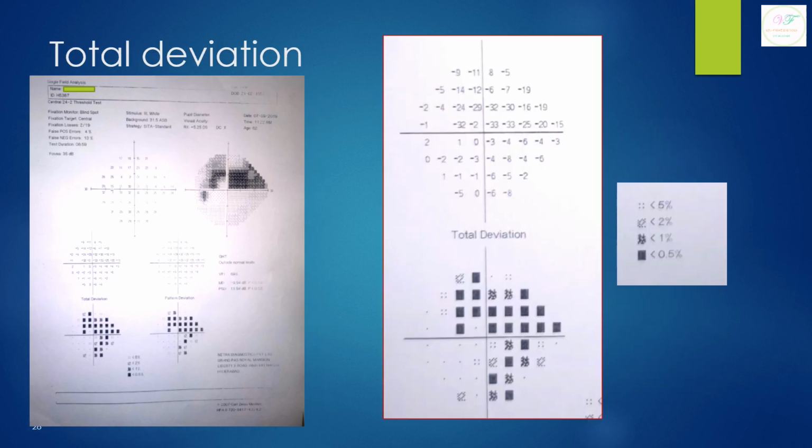Next comes the total deviation plot, and in the total deviation plot you will have a numerical plot where they are represented in numbers. All this minus implies that this patient has so many decibels lesser than the normal threshold for that age. So if it is 32, that means this area is around 32 decibels below what has to be normal for that age, and anything which is 0 means that it is almost the same as that for that age.